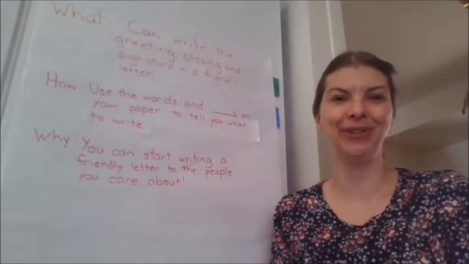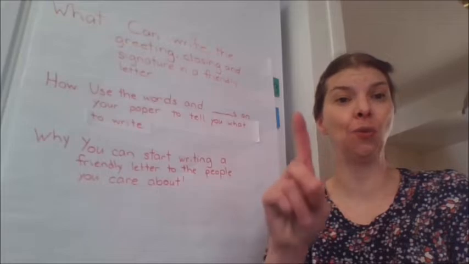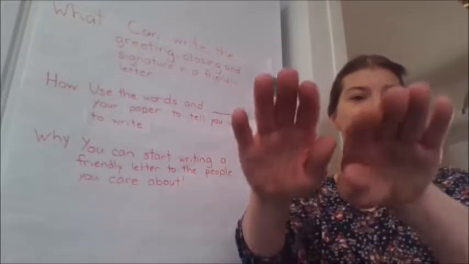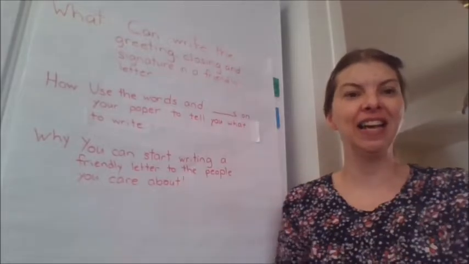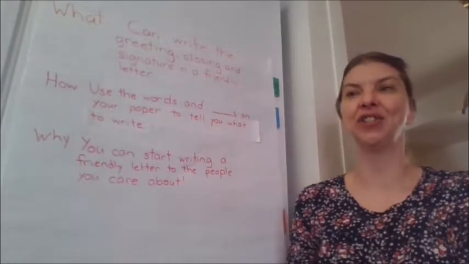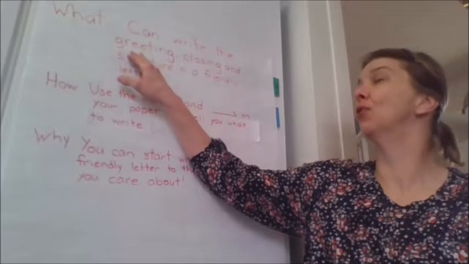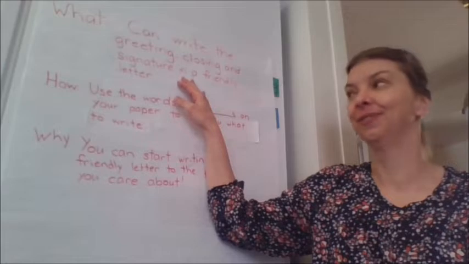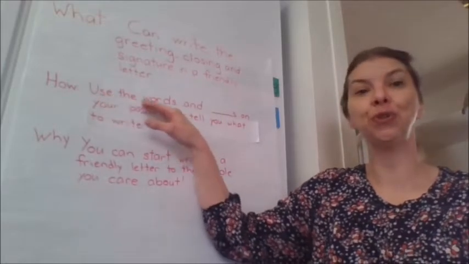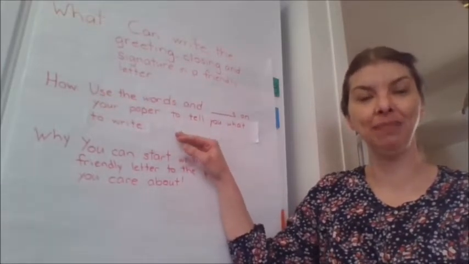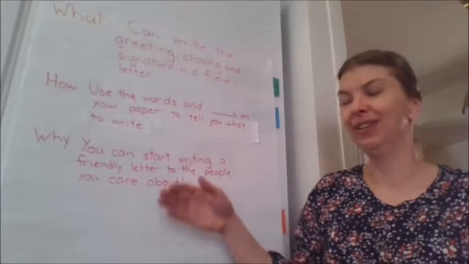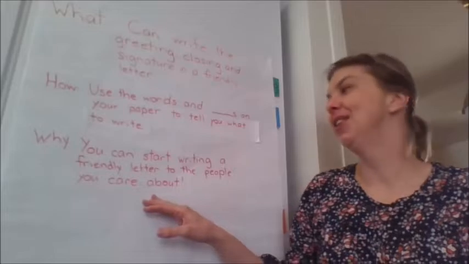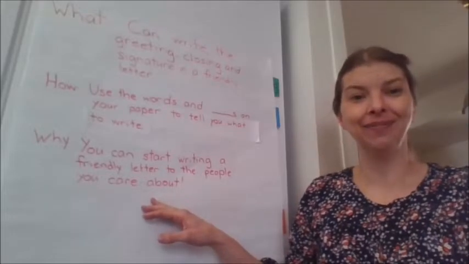Hi, I'm Ms. Calhoun, and today I want to give you one tool to put in your toolkit to help you be a super writer. And today's lesson is that super writers can write the greeting, closing, and signature to a friendly letter. How? Use the words and lines on your paper to tell you what to write. Why? You can start writing a friendly letter to the people you care about.